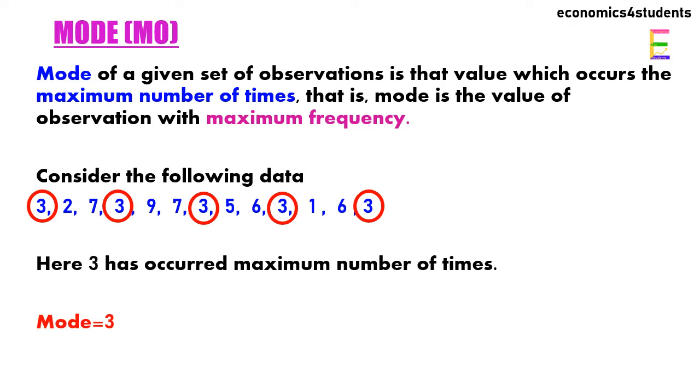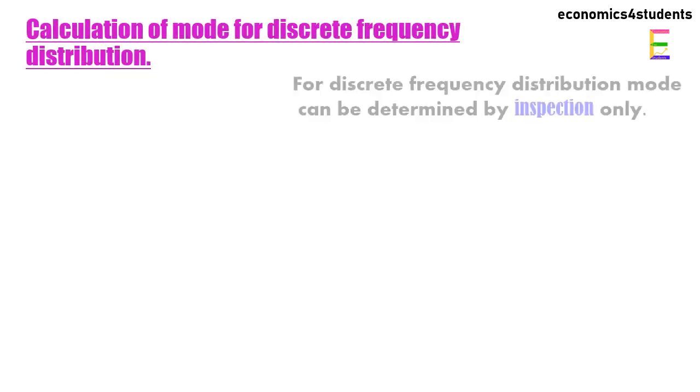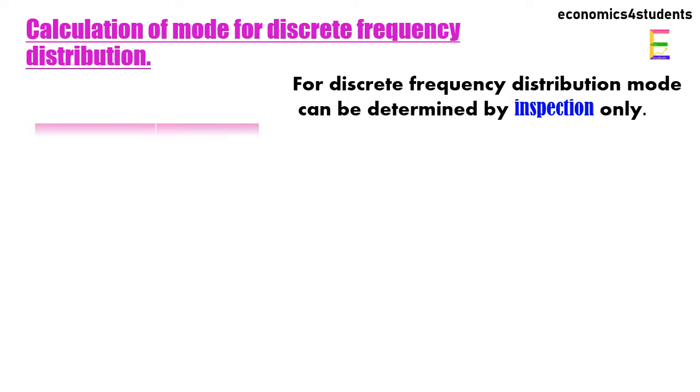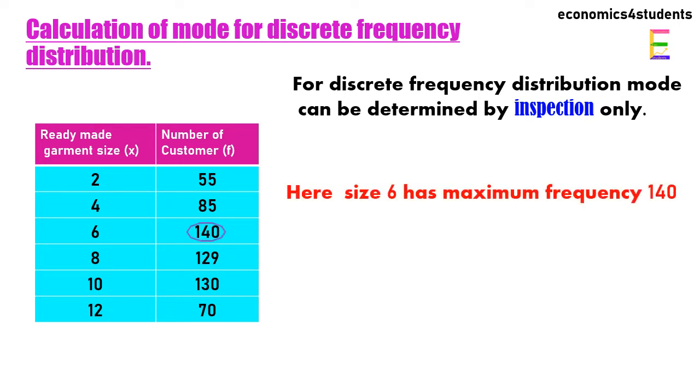Now let us see how to find mode from a discrete frequency distribution. For discrete frequency distribution, mode can be determined by inspection only. Let us consider this discrete frequency distribution. Here variable x represents ready-made garment size. Here we can observe that size 6 has the maximum frequency 140. Hence, mode is equal to 6.